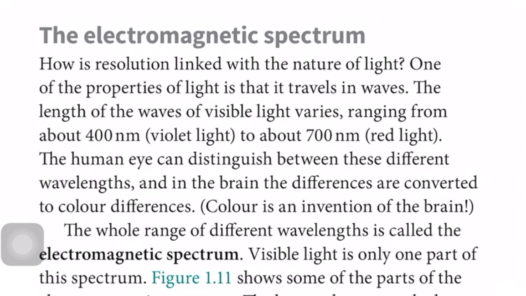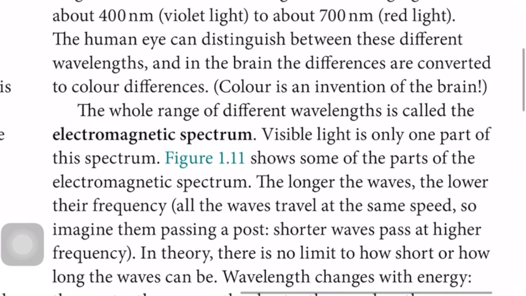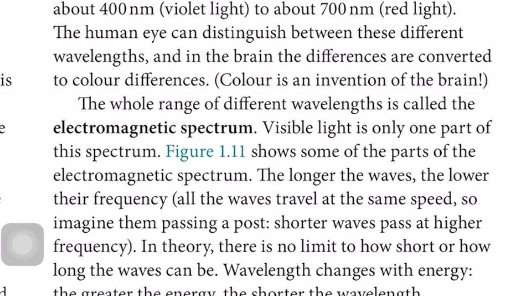The length of the waves of visible light varies, ranging from about 400 nanometers to about 700 nanometers. The human eye can distinguish between these different wavelengths. Wavelength is basically from one trough to trough or from one crest to crest. The length, you learn it in physics. This is not in the sector of biology.